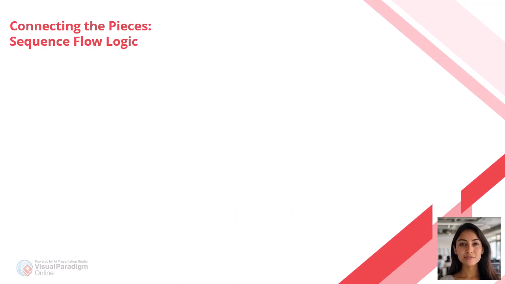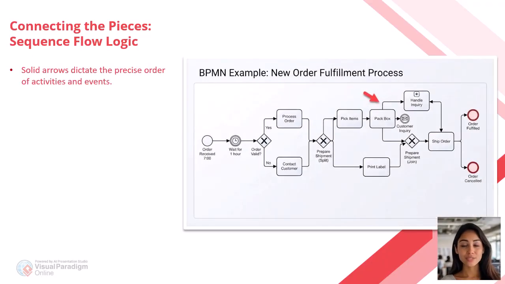Sequence flow is the invisible thread that binds all these objects together. It dictates the exact order of execution and the movement of the process token. These arrows act as the roadmap for the process. They ensure that every task and event happens in the correct sequence, preventing logical errors in execution.